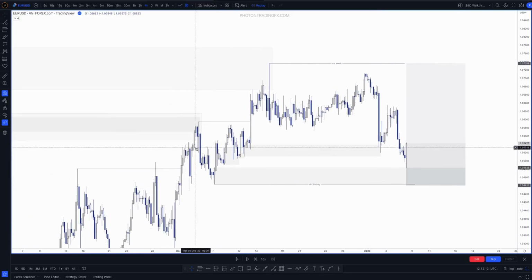Even if you didn't look left, you had no idea that there was supply here, and you literally were just looking at the 4 hour structure. We've come into the extreme. It's not a mitigated zone. I'm going to set my order.